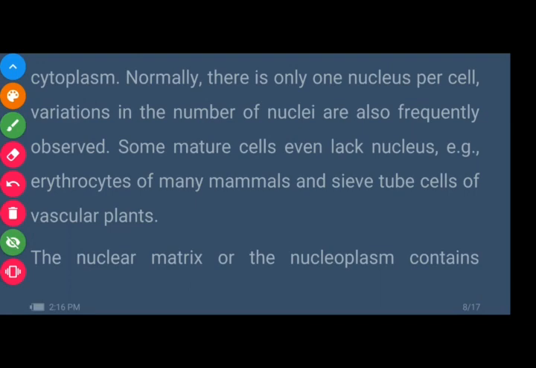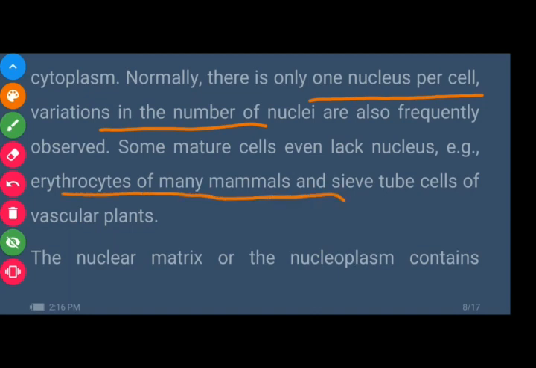Normally there is only one nucleus per cell. Normally the cell contains only one nucleus, but variations in the number of nuclei are also frequently observed by scientists, meaning more than one nucleus is present inside the cell. Some mature cells even lack the nucleus.